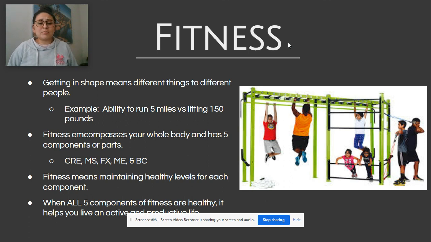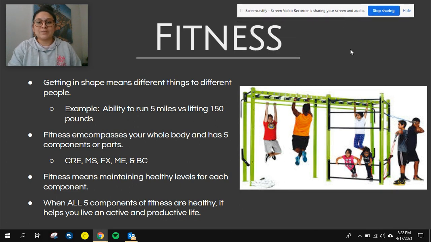So again, fitness encompasses your whole body and has five components or five parts. Those parts are cardiorespiratory endurance, muscular strength, flexibility, muscular endurance, and body composition. You've already heard these before because we went over them last semester. We're just going over these again because this is a major part of our end of course exam. Okay. Again, fitness means maintaining healthy levels for each component.